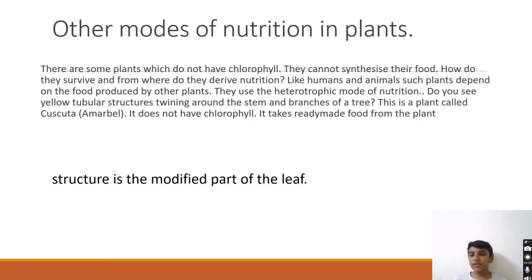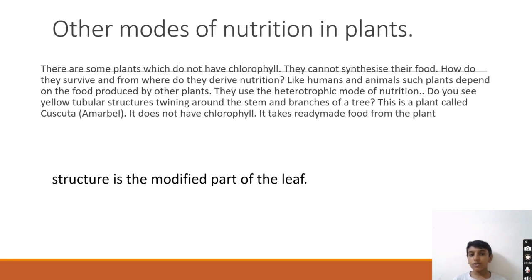Other modes of nutrition in plants. There are some plants which do not have chlorophyll. They cannot synthesize their own food. How do they survive and from where do they get nutrition? Like humans and animals, such plants depend on the food produced by other plants. They use the heterotrophic mode of nutrition.